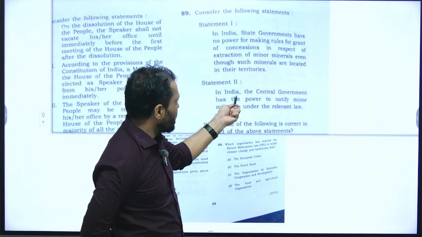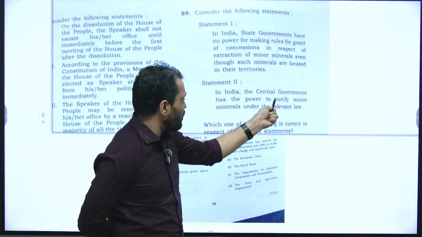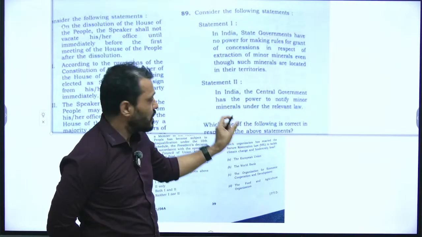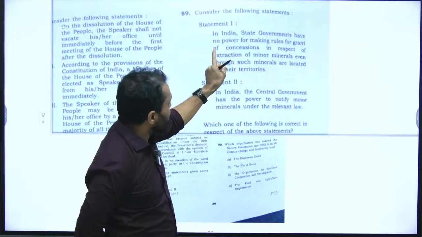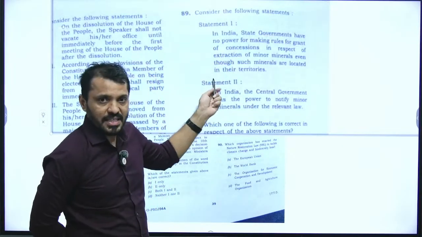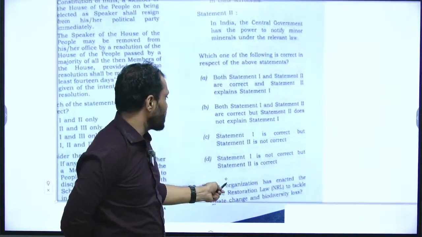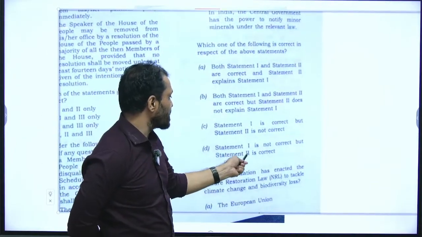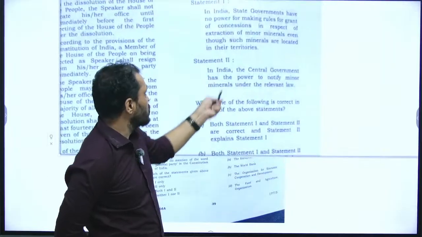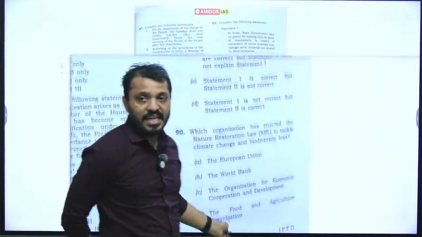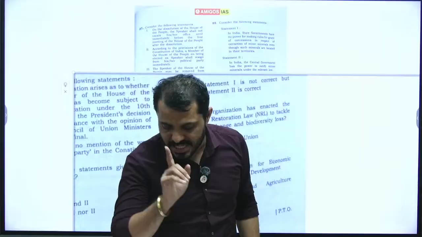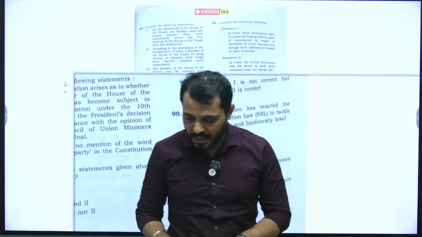Statement number 2. In India, the central government has the power to notify minor minerals under the relevant law. This one is right. This one is wrong. No power, they are saying. Yes, state governments have the power to make rules. So, statement number 1 is not correct and statement number 2 is correct. So, 89, the answer is D. State governments can make rules on the minor minerals.